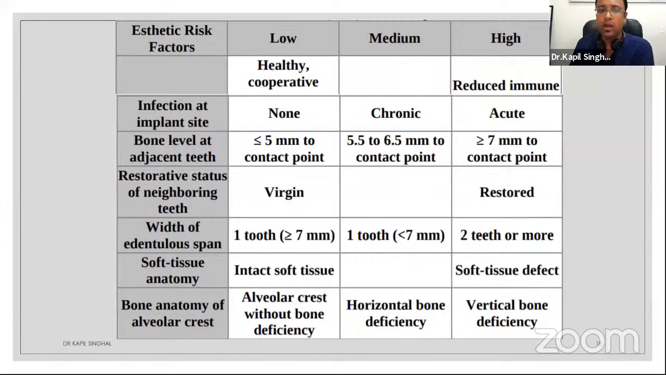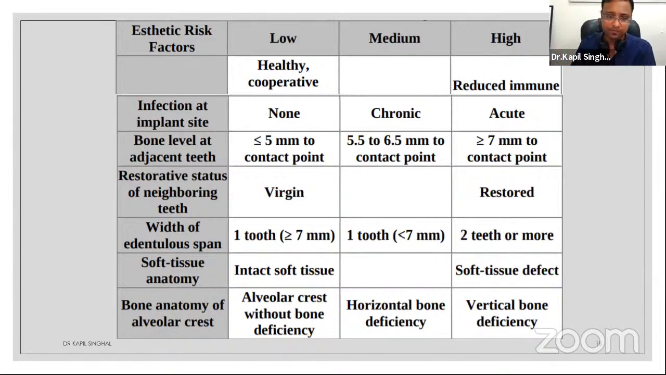Next, a very important point: the distance from the crest of the bone to the contact point. Tarnow said that if the distance from the crest of the bone to the contact is less than 5 mm, then the interdental papilla generally completely covers it. But if this distance is more than 5 mm, there is a black triangle that is visible in between the teeth. On the CBCT also, you can mark the point from the contact area to the crest of the bone and check the distance.